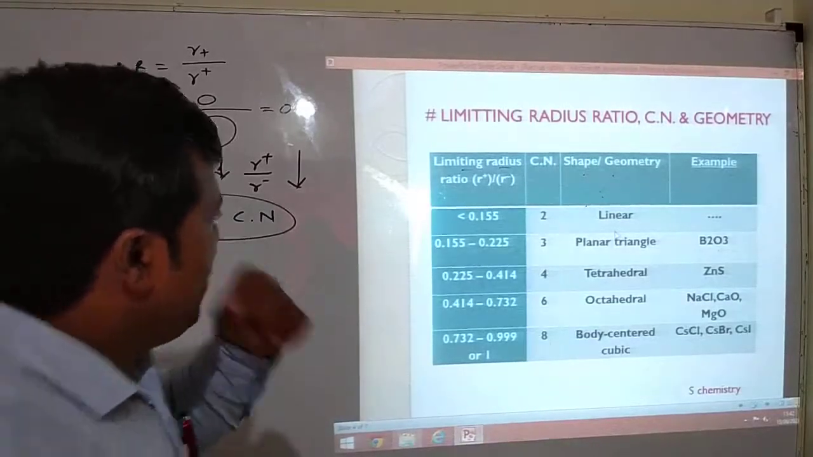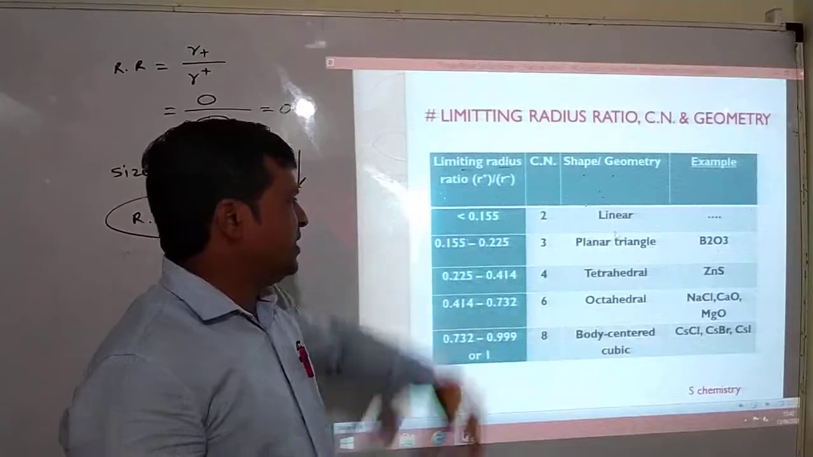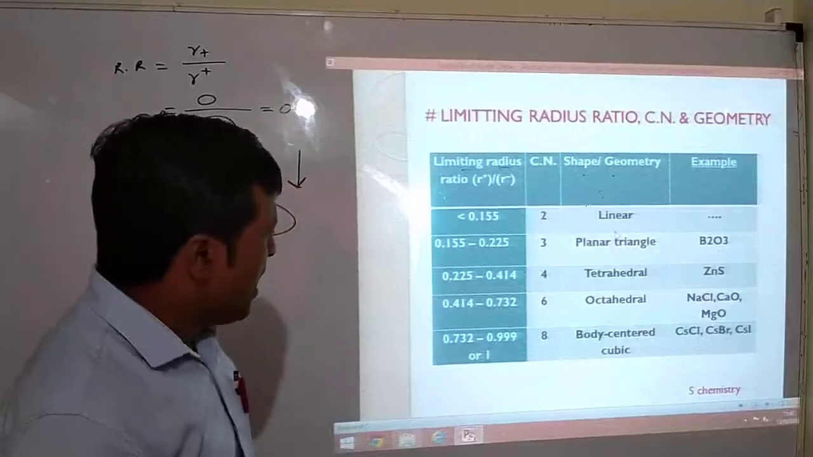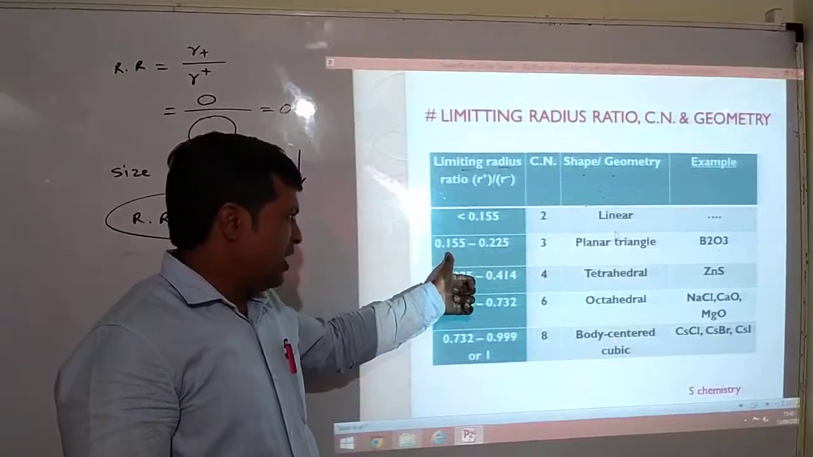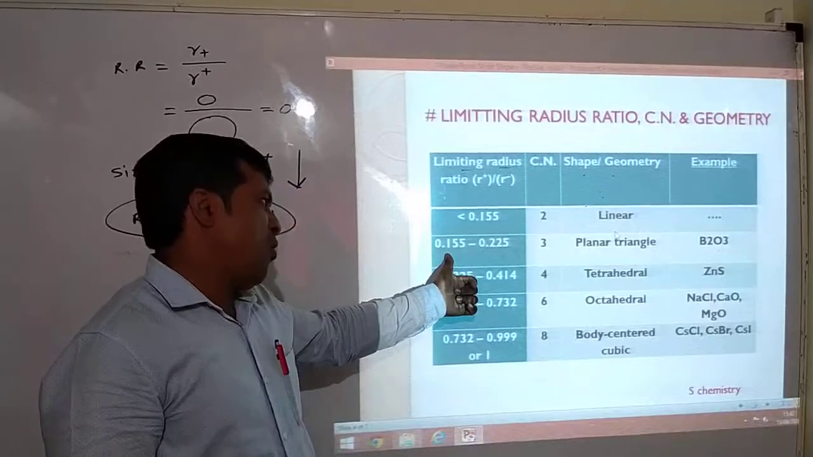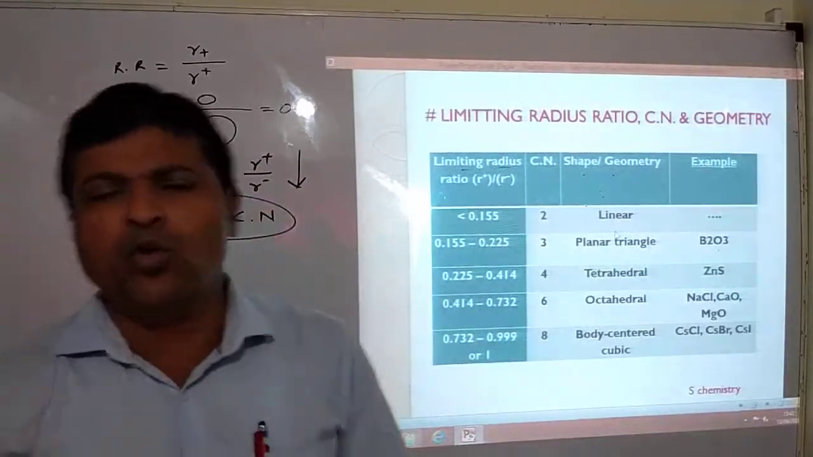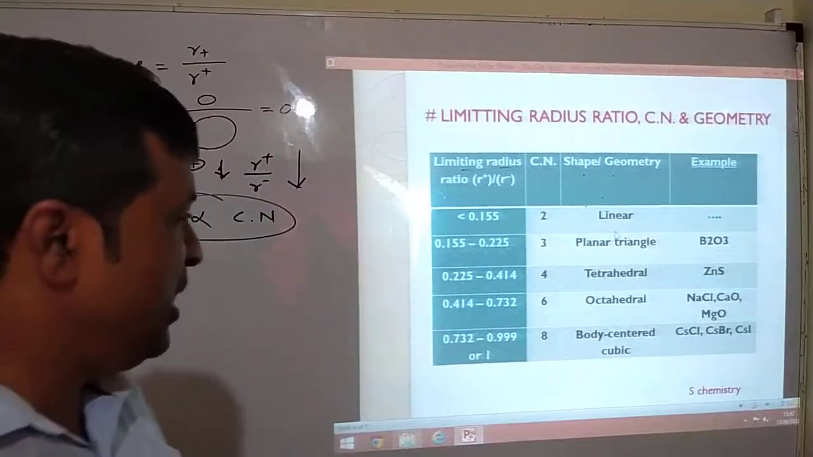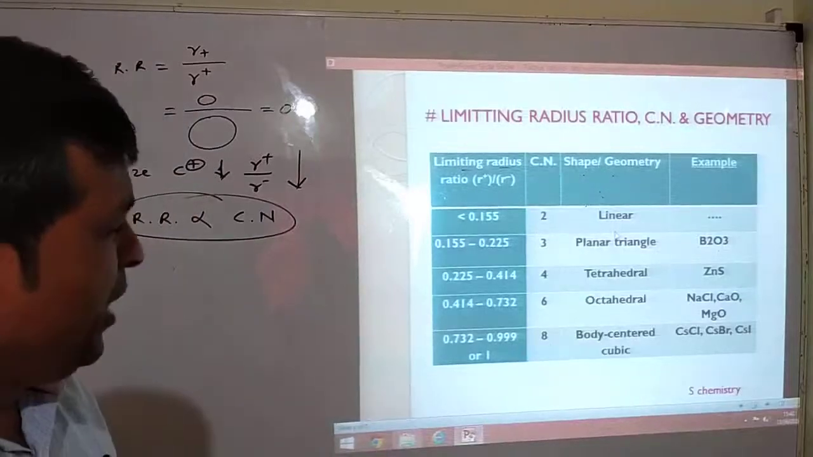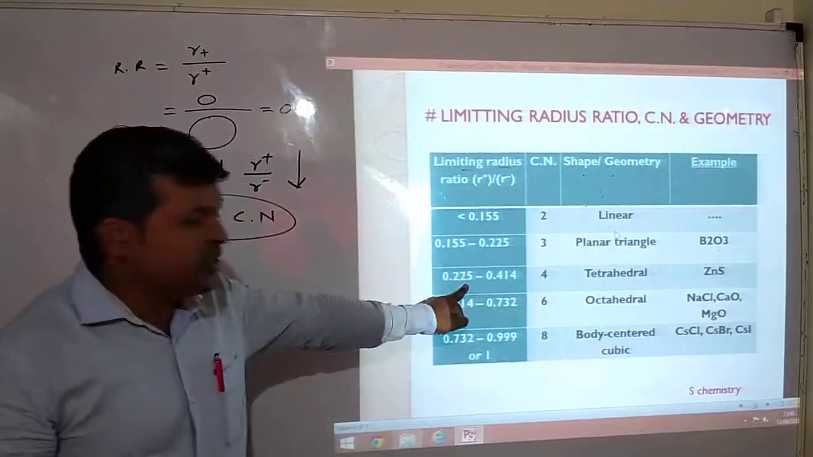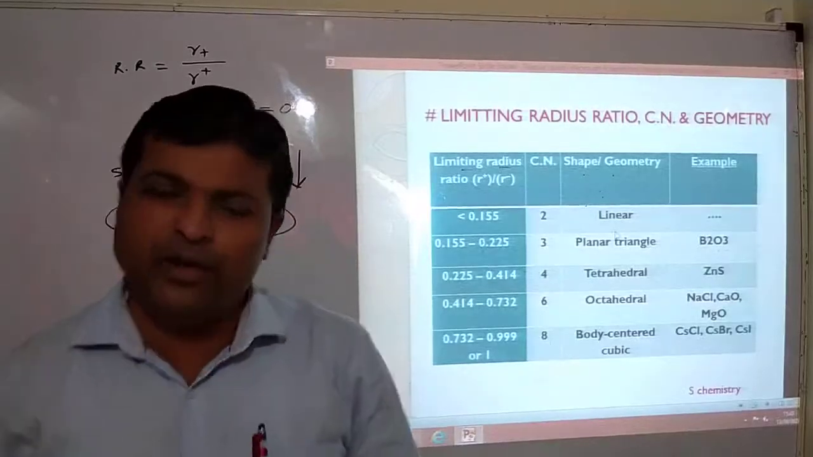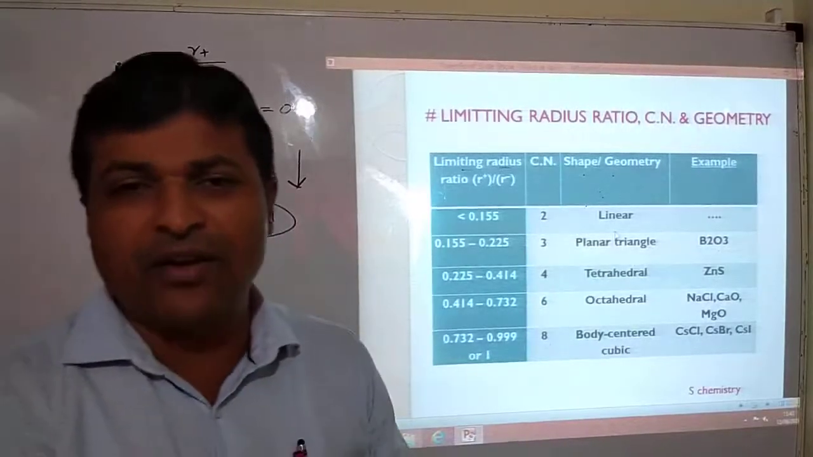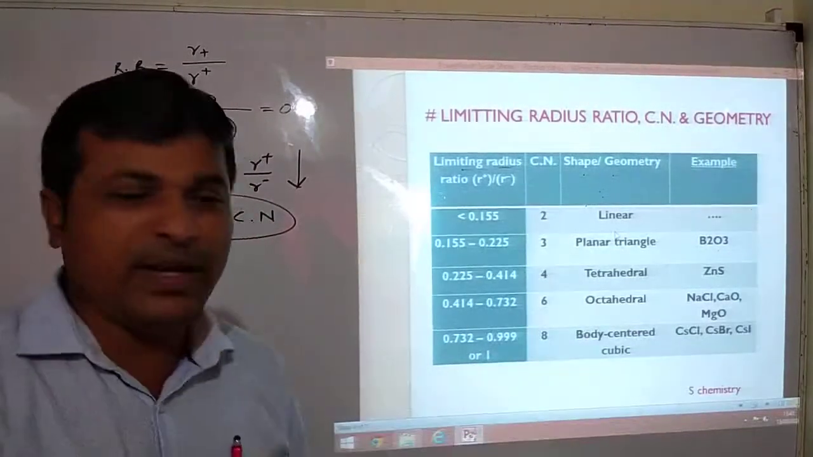If the radius ratio lies below 0.155, the coordination number is 2 and the structure is linear. If it lies between the lower limit 0.155 and the upper limit 0.225, the structure is planar triangular and the coordination number is 3. If the radius ratio lies between 0.225 and 0.414, the geometry is tetrahedral, the coordination number is 4, and an example is ZnS.